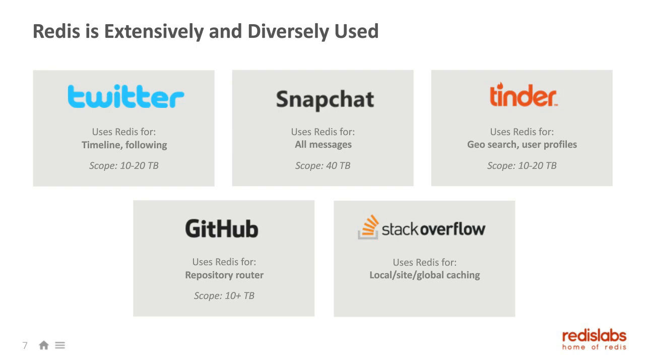Tinder is using one of the specific data types of Redis to do geospatial searches for their user profiles. GitHub is using it as a repository router, and Stack Overflow is caching their entire website inside Redis. There are many more use cases we can talk about.